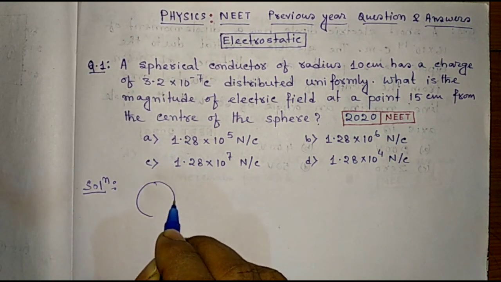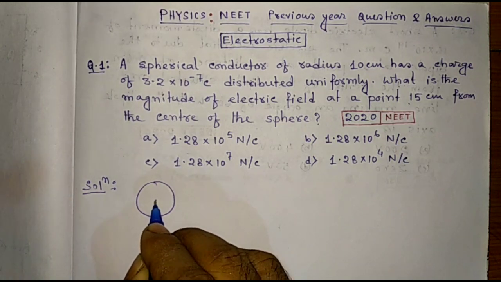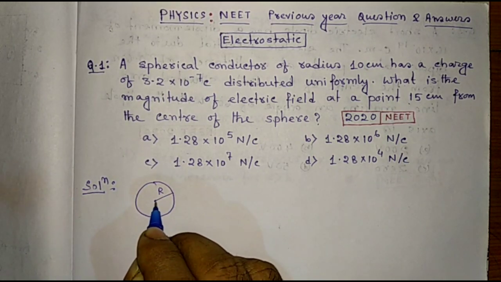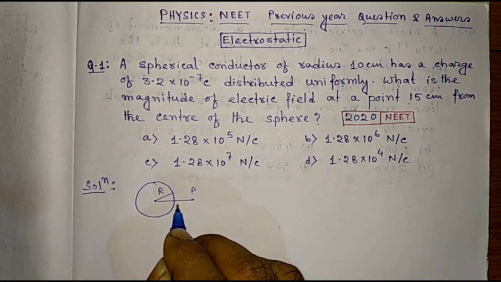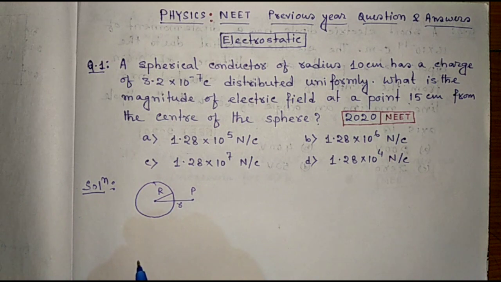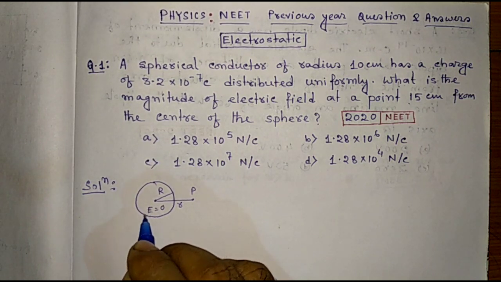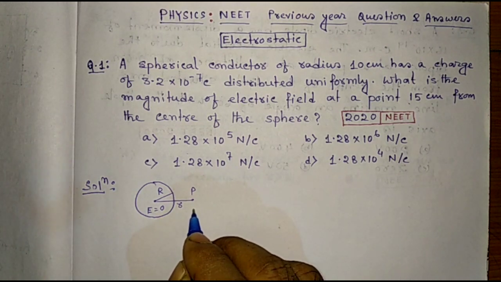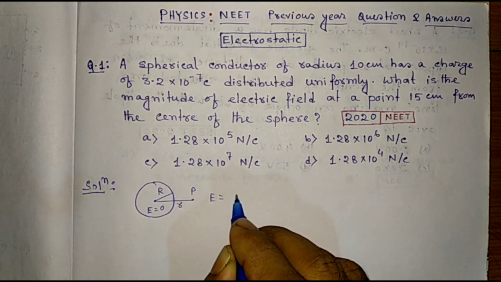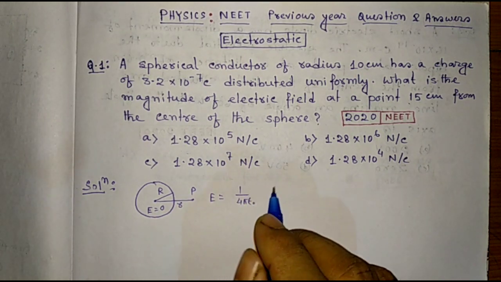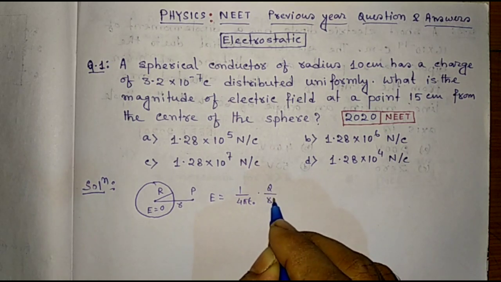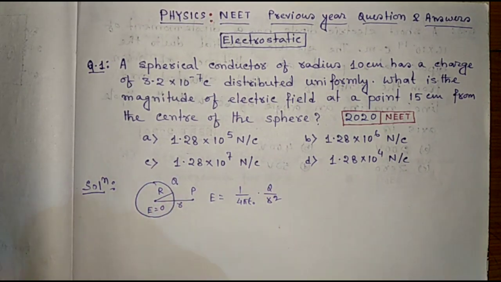So consider it is a sphere and its radius is r, and if we take a point P outside and the distance is r, then the electric field inside the spherical conductor E is 0 always, and outside E is equal to 1 by 4 pi epsilon naught q by r square, if q is the total charge distributed uniformly on the surface of the spherical conductor.